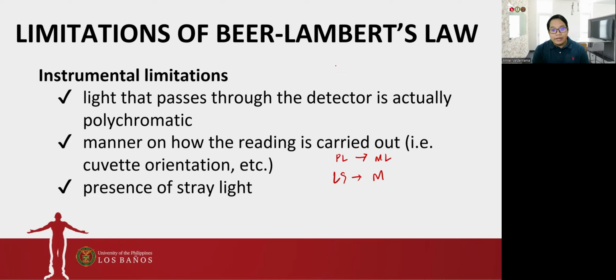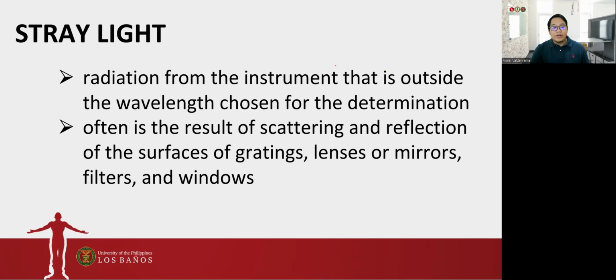Next is manner on how the reading is carried out. So yung ating cuvette, there are two sides. Meron yung opaque side at transparent side. So dapat yung light natin ay magpapass through sa transparent side only. Okay? Next is the presence of stray light. So yung light na galing sa environment na nagpumapasok dun sa ating system possibly can affect your readings. So yung stray light natin is the radiation from the instrument that is outside the wavelength chosen for the determination, often is the result of scattering and reflection of the surfaces of gratings, lenses or mirrors, filters, and windows.